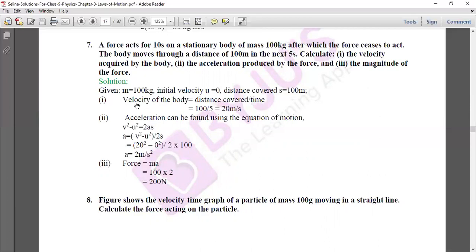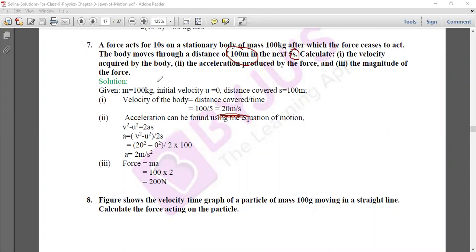Now here we have velocity equal to distance covered, that is displacement, divided by time. So displacement of the body is 100 meter, divided by time, which is 5 seconds. So therefore you will get velocity as 20 meter per second.